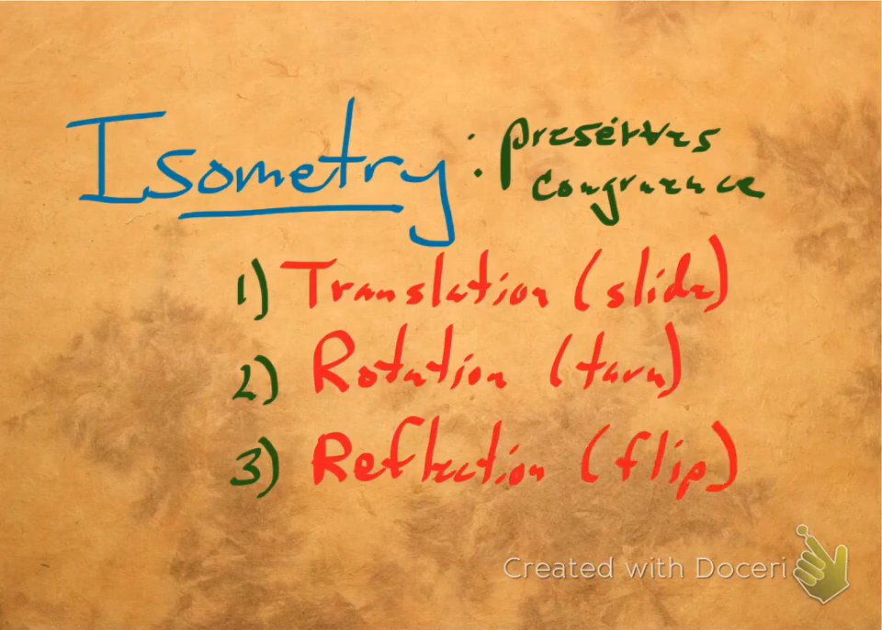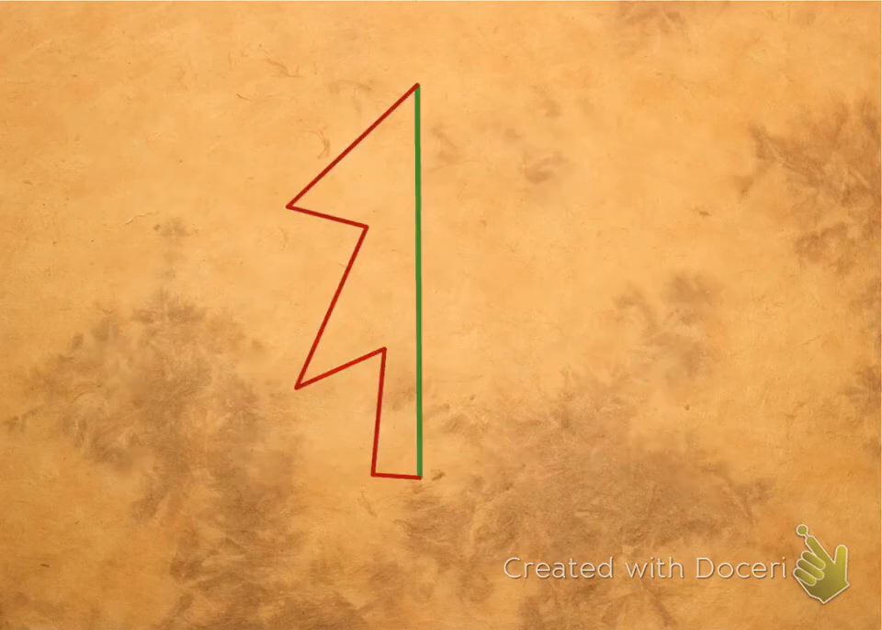Now, the notations for these: the translation is usually a capital T. A rotation is a capital R, and a reflection, since we've already used one R, will be a small r. All right, let's go back to this image right here.